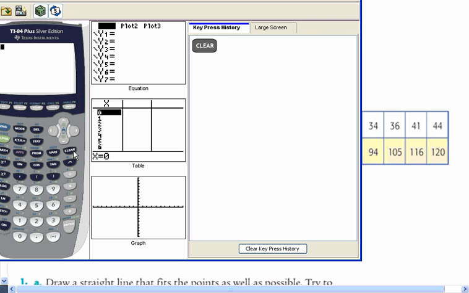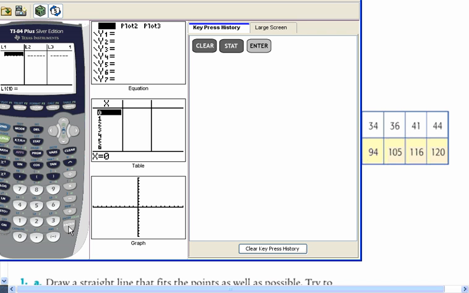Notice I have the key press history right now on the calculator, so you can kind of watch what keys I'm punching. You press Stat, and then you press Enter, and you get this screen that comes up with L1, L2. L stands for list. So we're going to put the data in the list, and the data that we're going to put in is the data from the problem. So the breaths per minute and the heartbeats per minute.